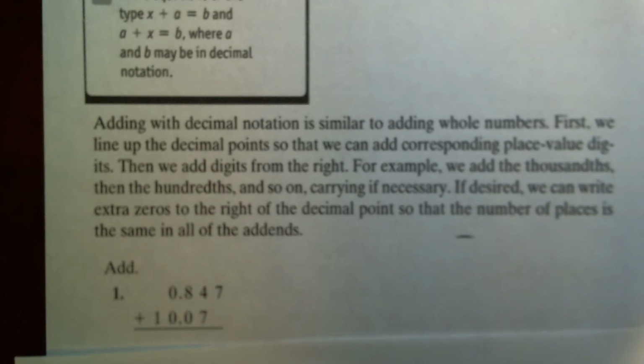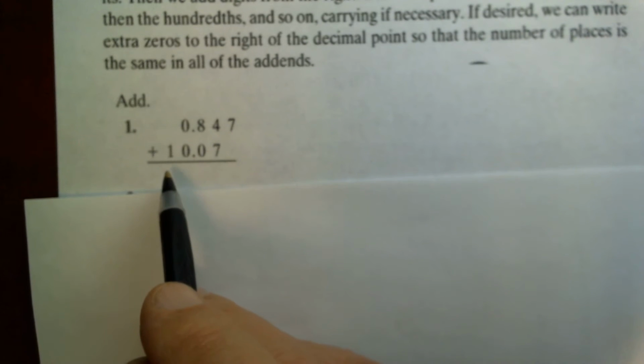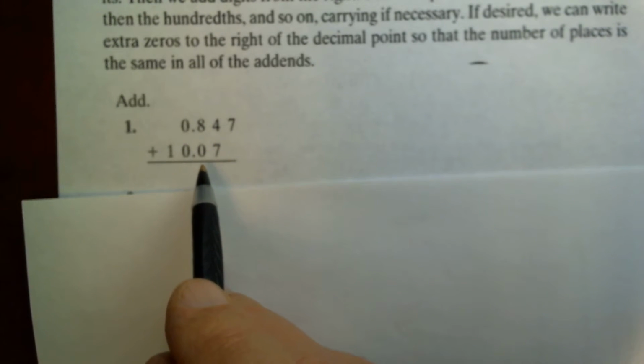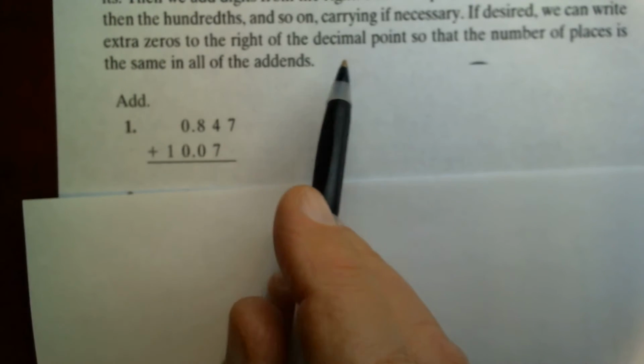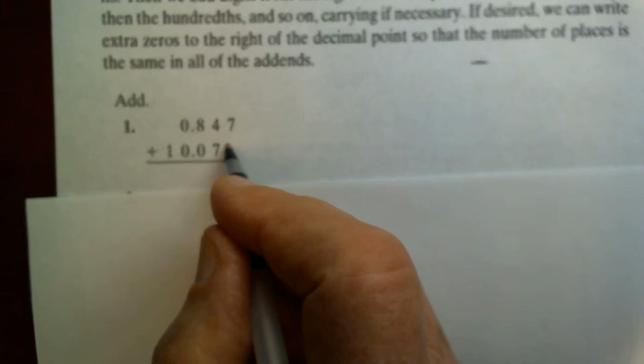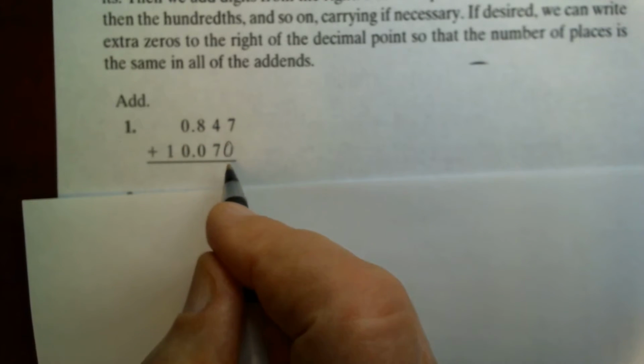Let's look at an example here. Example number 1. We add 0.847 to 1.0.07. And so the comment about writing extra zeros to the right of the decimal point means, for example, we could write a 0 here. So now the addends have the same number of decimal places.